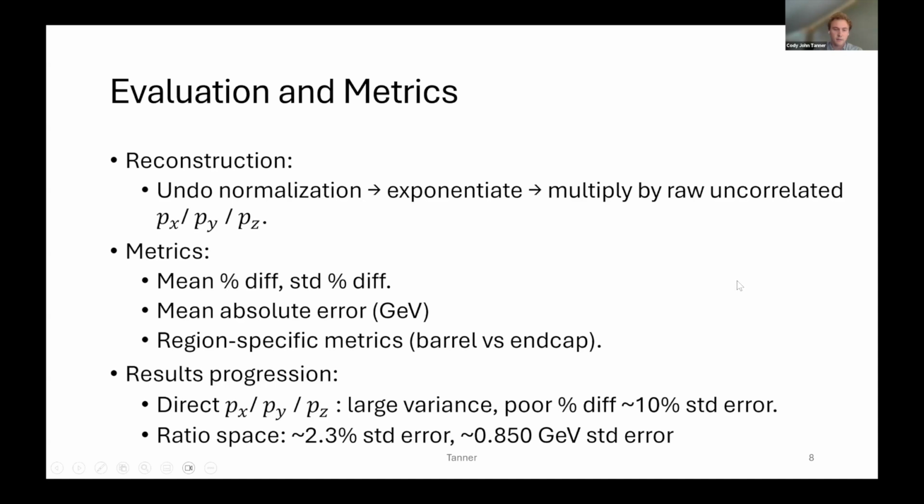So the results progression: we started out with very high variance. The neural network always learned to be very accurate with the mean, because the mean squared error will always optimize the mean, but the variance was quite high. When we're looking at percent differences here, what we're looking at is the percent difference between the prediction of our px, py, pz and the true corrected px, py, pz. We started out where we were computing it directly, and it was about a 10% standard deviation of error. But once we moved into ratio and log space, we got that down to around 2.3% standard deviation error, which is just shy of a giga electron volt.